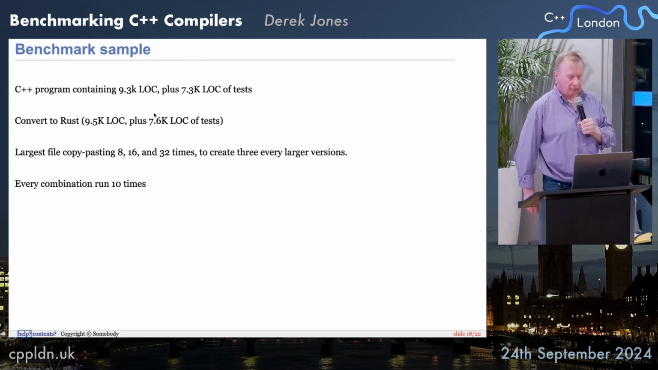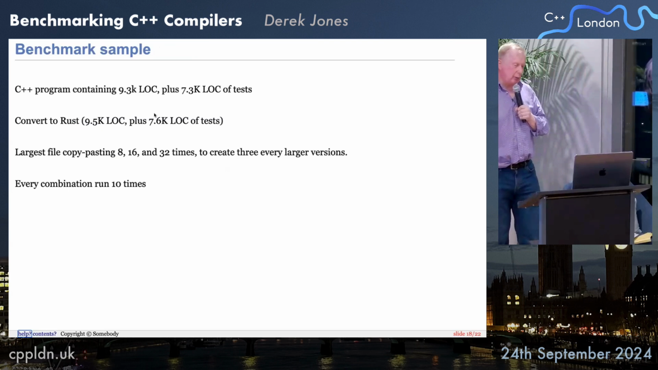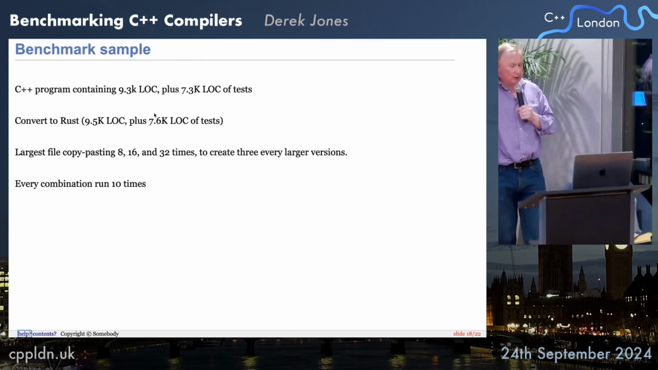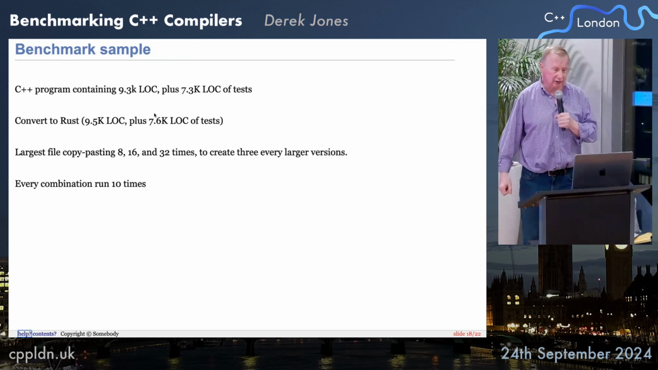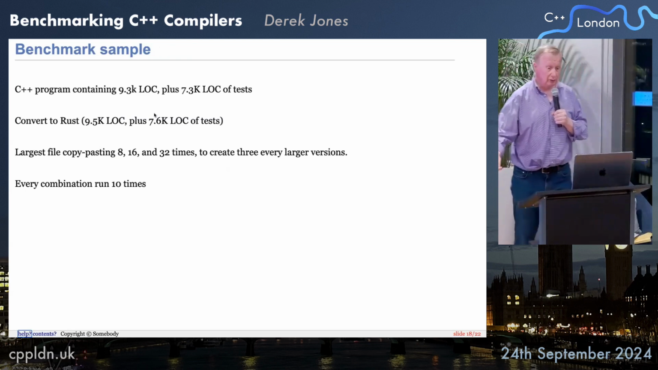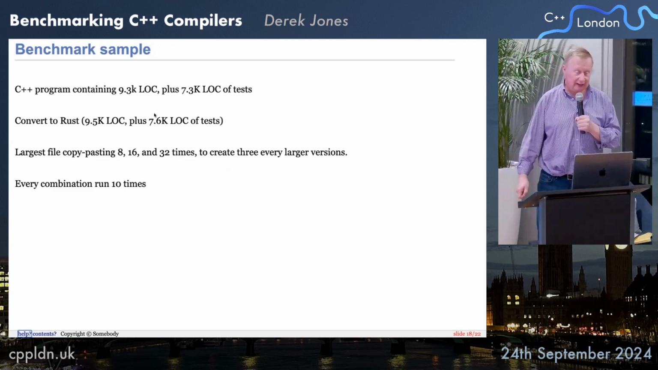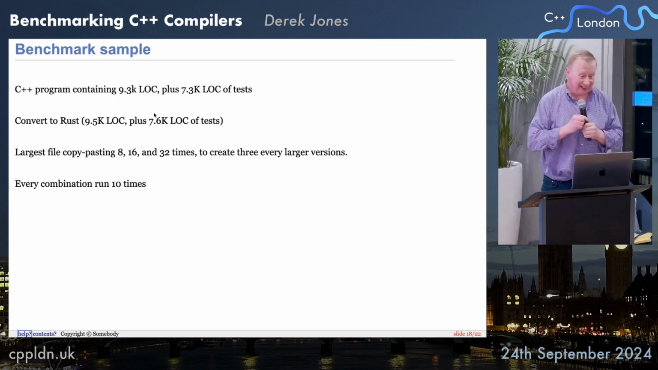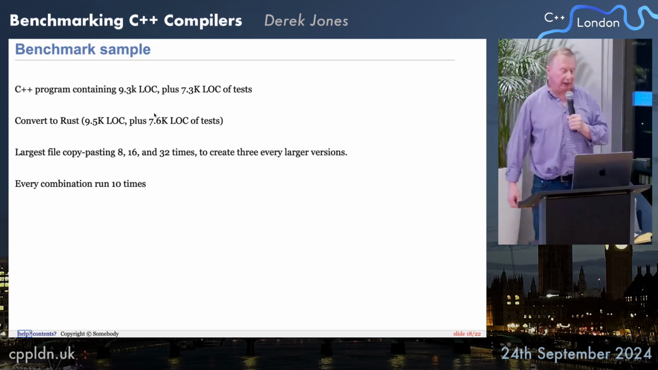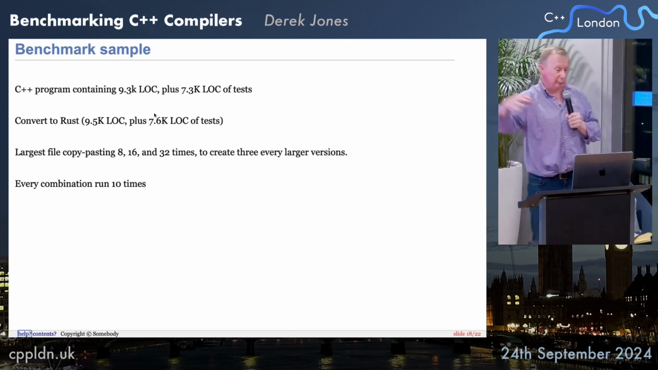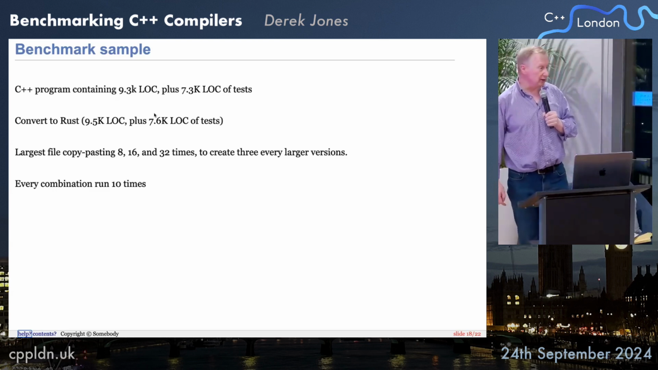So this benchmark, his sample is, he took an existing C++ program, 17.3K lines of code, 7.3K of tests, converted it by hand to Rust. And then, yes, people do. His argument for not converting more was it would take him longer. And then he copy pasted 2, 8, 16, 32 times to get bigger files. And then he ran every combination 10 times.